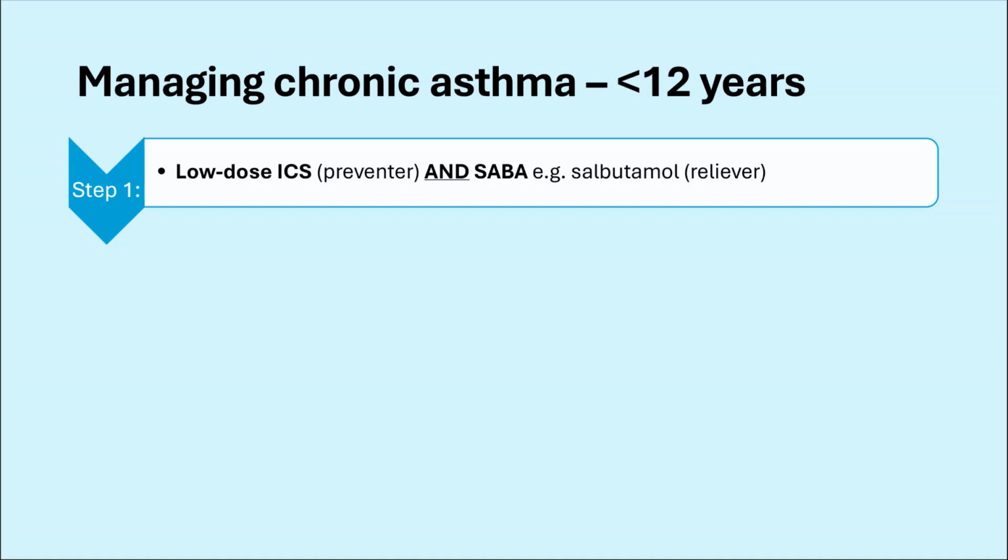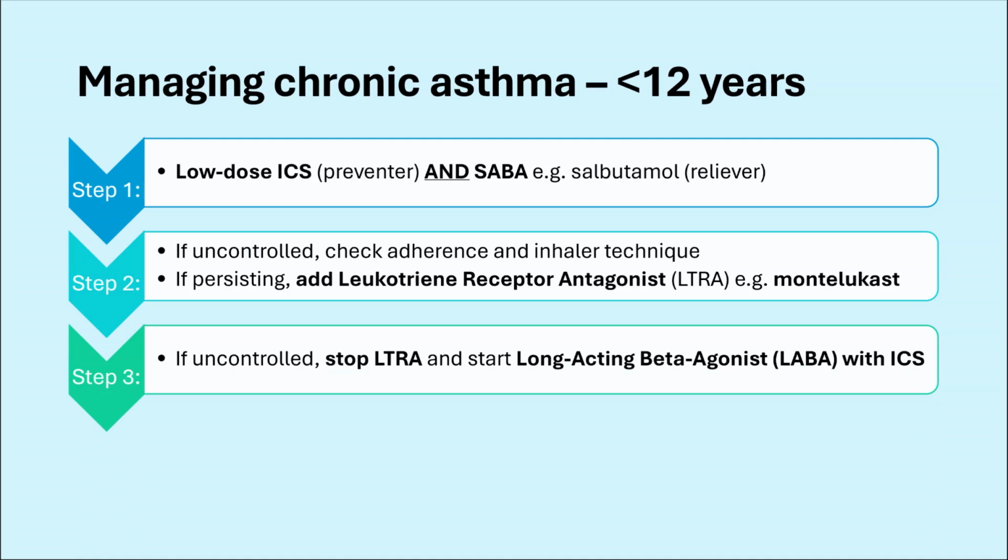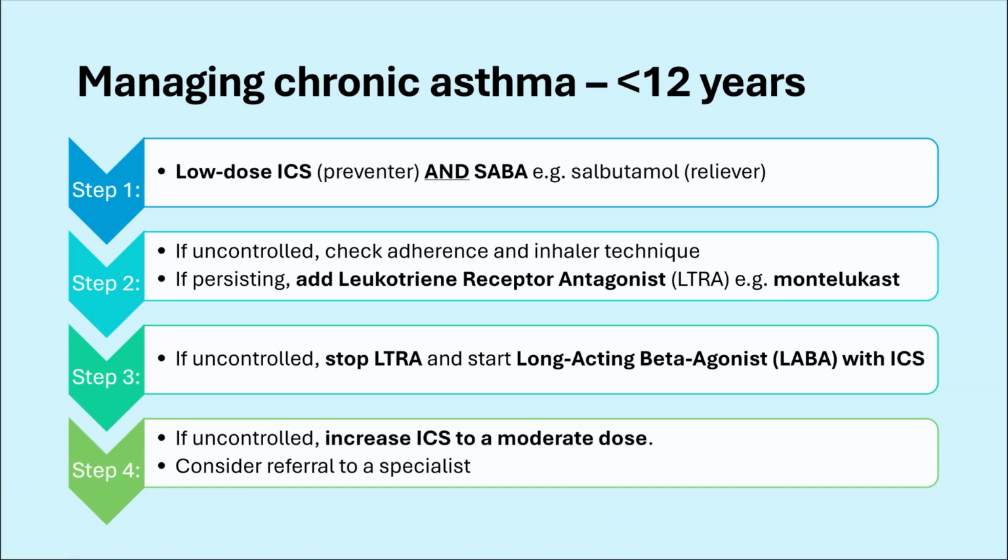The next step is, if this is not controlled, just make sure that the patient is adhering to the treatment. If so, then you can trial a leukotriene receptor antagonist. Montelukast is the go-to generally. If the LTRA doesn't work, stop it and start a LABA, long-acting beta agonist, like formoterol or salmeterol, with the inhaled corticosteroid. And if it's still uncontrolled, maybe try increasing it. But at this stage, it's beyond your limits and you want to refer the patient to someone more knowledgeable than you.